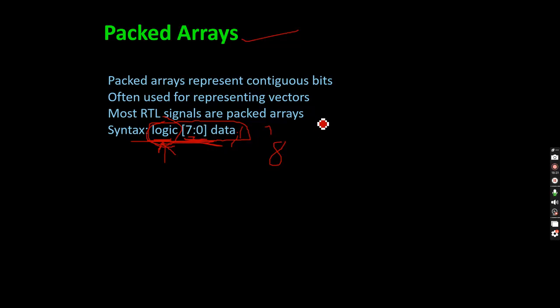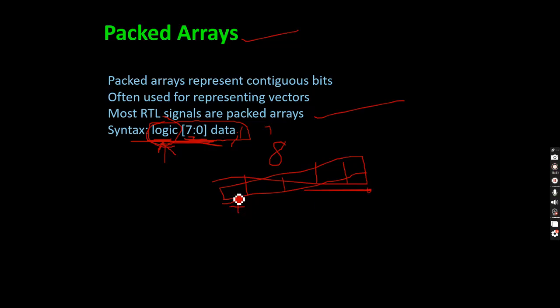So most RTL signals are packed only. Whatever design you are implementing in Verilog, if you remember, almost all are packed data types only. So let's take this structure, 0 to 7. So each bit you can manipulate.